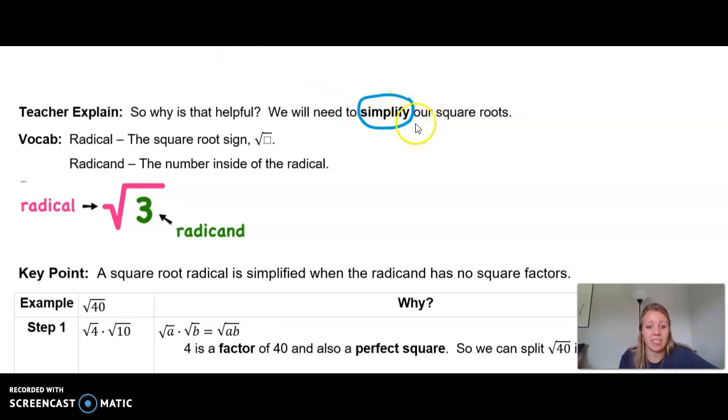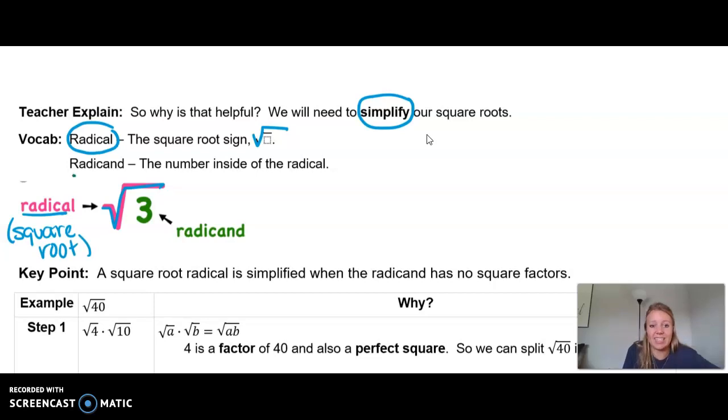So here's just some basic vocabulary to make sure that we understand what we're talking about. The radical is the square root sign. So you're going to hear this two ways. This sign is called the radical, or we're going to call that the square root. Square root, meaning we're undoing a square. Then the radicand is the number inside. So this little 3 on the inside, this is the radicand. That's what we're doing the square root to.